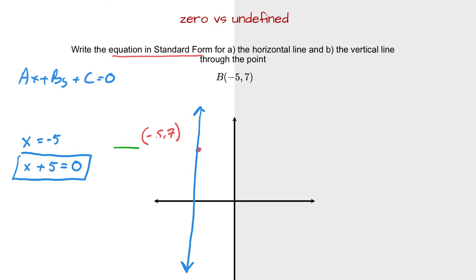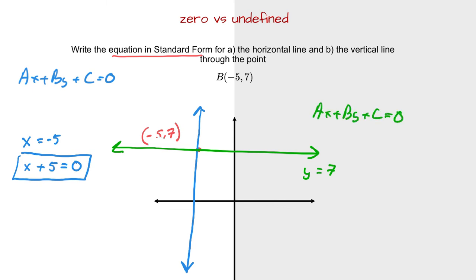My horizontal line would be y equals 7, and again, following the standard form, it would be y minus 7 equals 0. Now, different countries do this differently. In Canada, where I am, this is how we deal with standard form. In the United States, this would actually be the standard form.